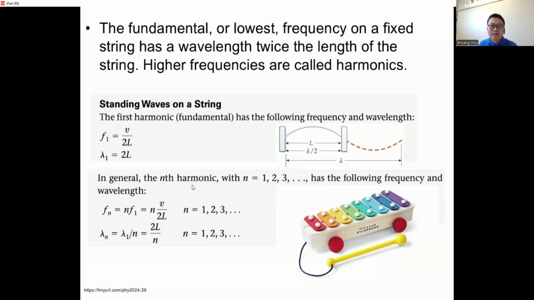And for the next harmonics, the second one, you will actually have the wavelength, lambda n, equal to lambda 1 divided by n, okay? So the second one is a half of the first one, okay? And then the third one will be a third of the first one, etc. Okay, so you can kind of see from the previous slide.